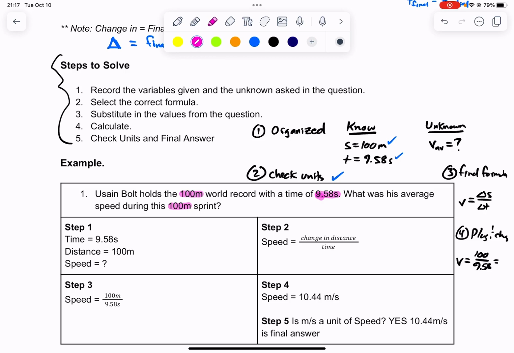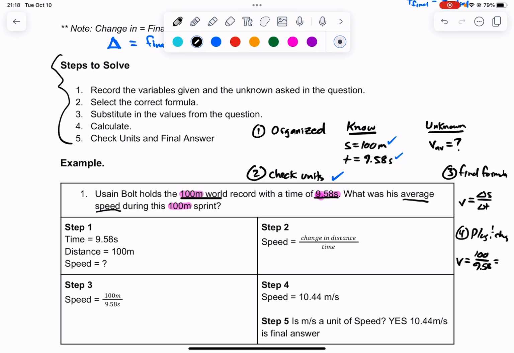So when you get these word questions, whether it's in math or science, you want to get organized. Getting organized, you want to write down what you know. So I know that Usain Bolt ran a distance of 100 meters, and he did that in a time of 9.58 seconds. What I'm looking for here is his average speed. So that's my unknown over here.